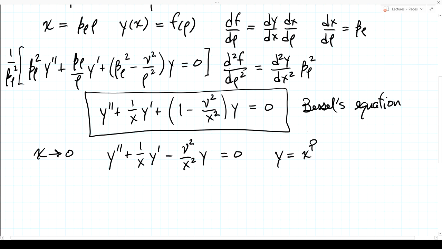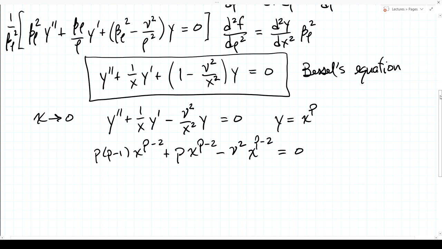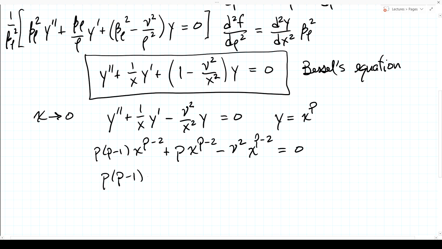Right? y is equal to x to the p. So what's the second derivative? It's p times p minus 1 times x to the p minus 2. And y derivative, well, that would be p times x to the p minus 1, but then over x takes the power down one more, so it becomes p x to the p minus 2. And then minus nu squared y is x to the p, and then you get a minus 2 from the 1 over x squared. So x to the p minus 2. So all the terms have an x to the p minus 2, and that leaves p times p minus 1 plus p minus nu squared, which is, well, here's a minus p and here's a plus p, so those cancel, so that just leaves p squared minus nu squared is equal to 0, and the solutions are simply p is equal to plus or minus nu.